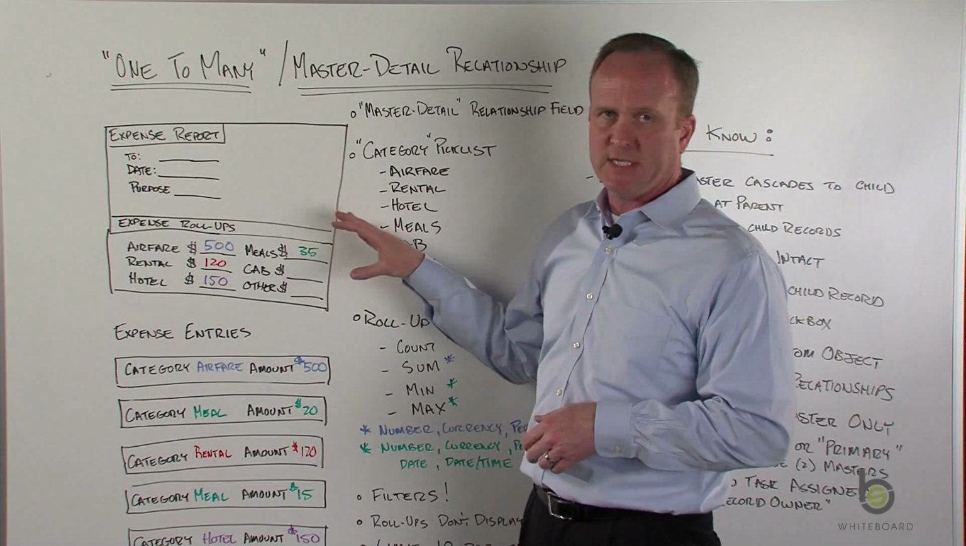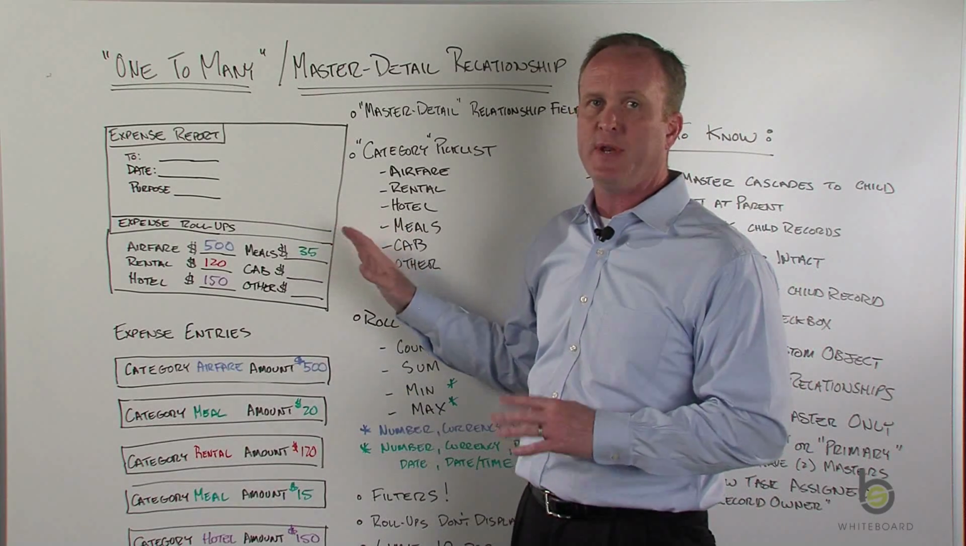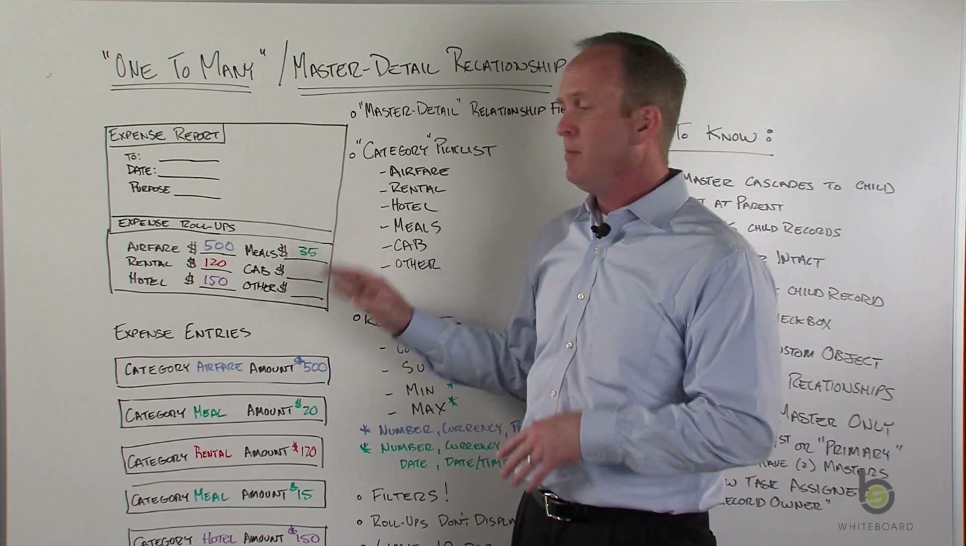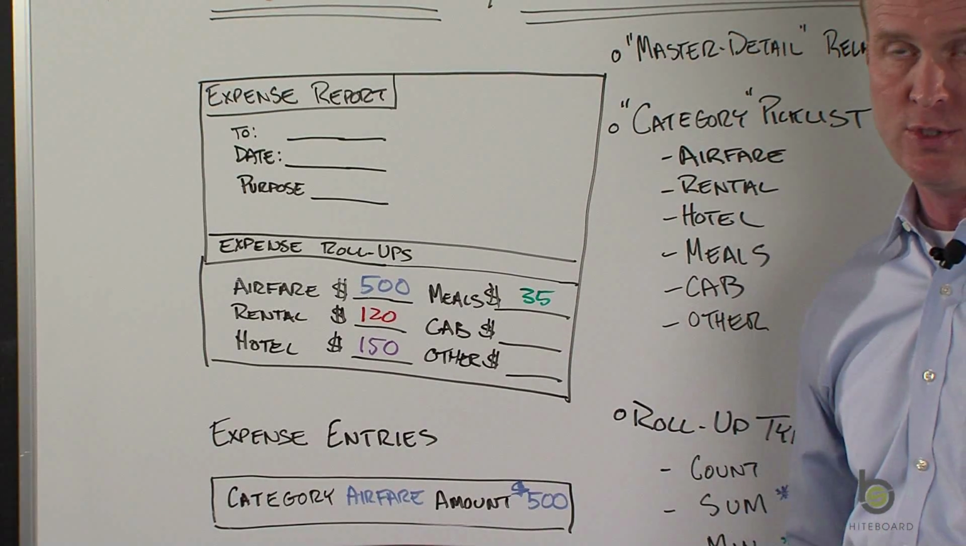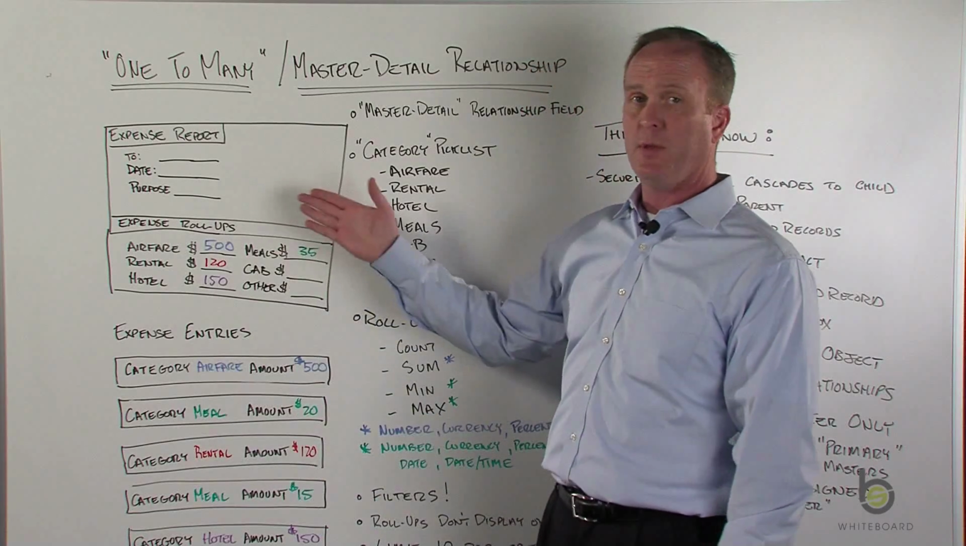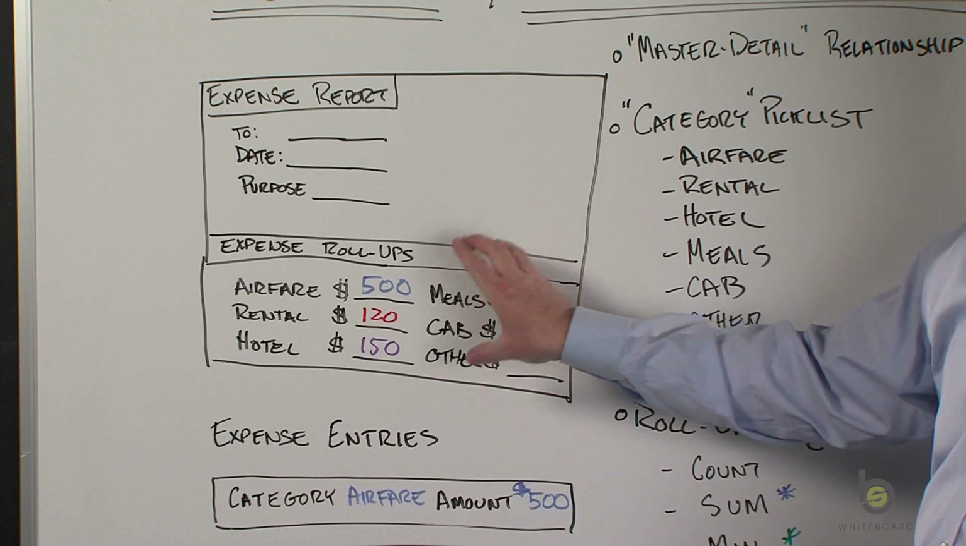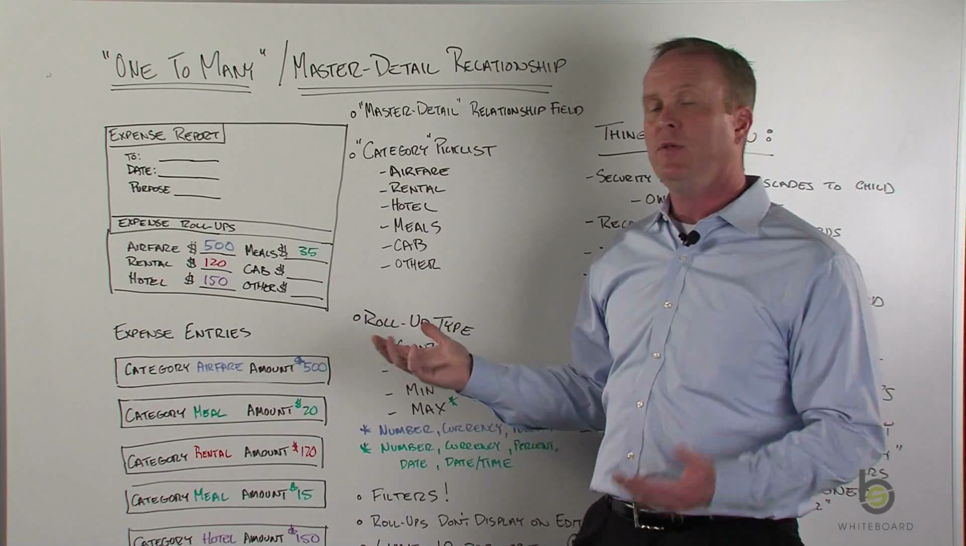What's unique in how I'm going to tie these two custom objects together is I'm going to put them in a master detail relationship because I want to roll up my totals of all my receipts up to the parent and use roll-up summary fields. So let's talk about how we do that.